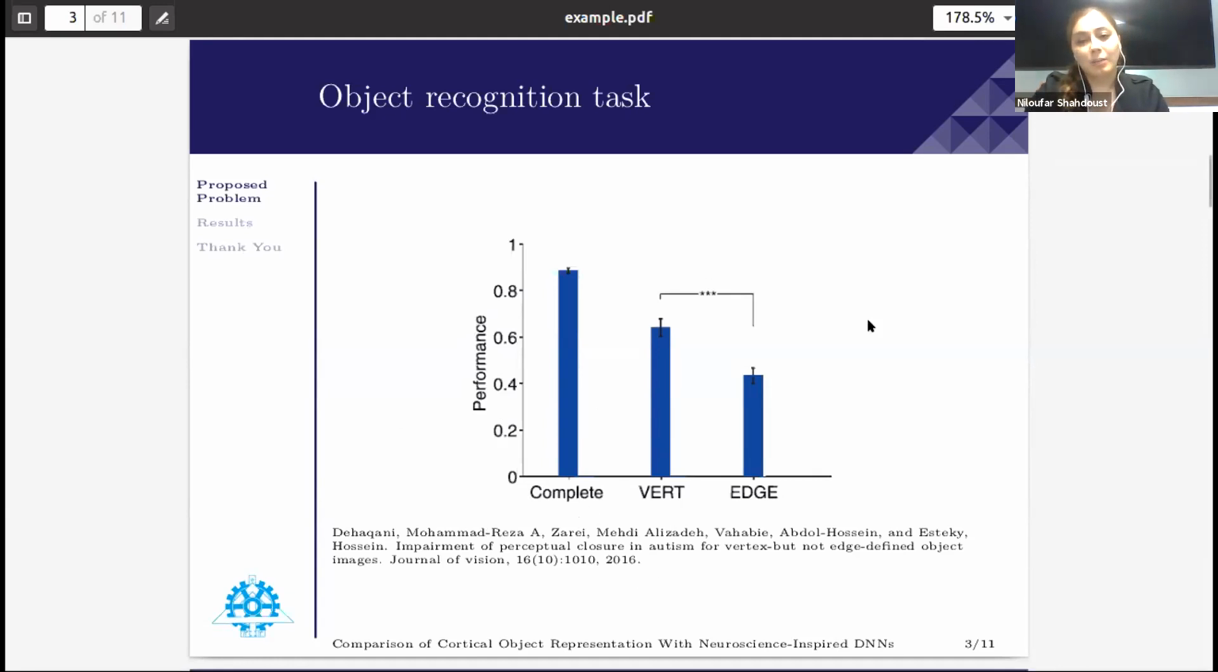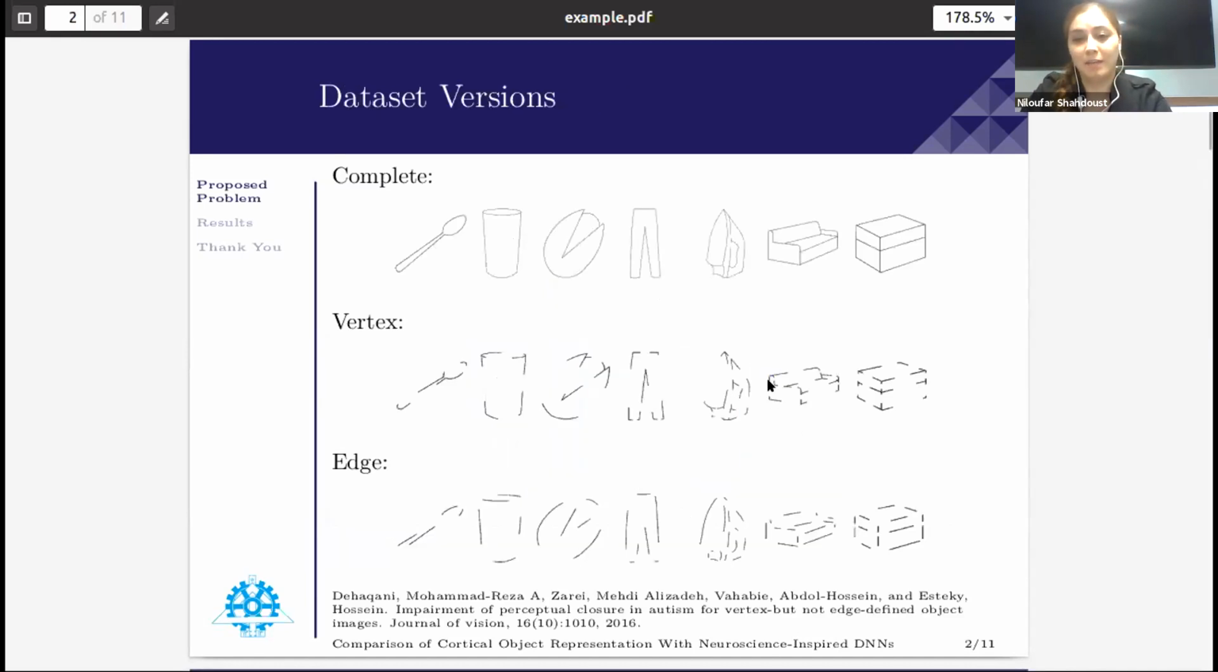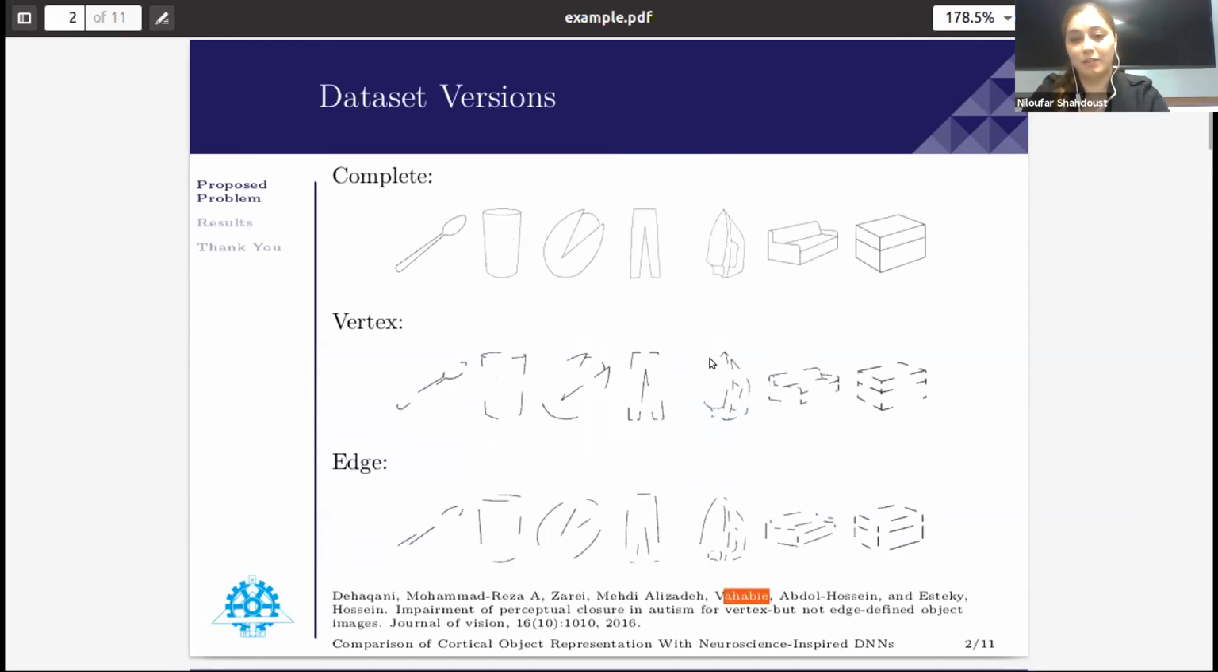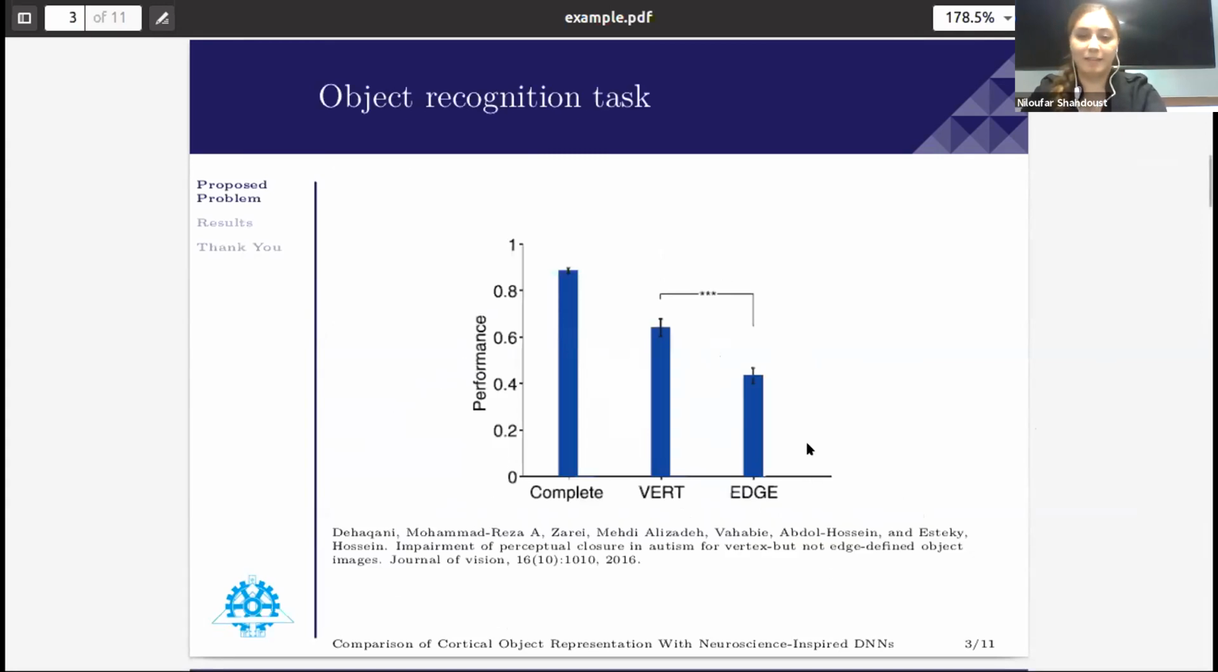What was really interesting for us was this part. It shows that people tend to have higher performance for identifying images that had vertices. I mean, these images, and the performance was significantly higher for vertex images compared to edge images. It shows that for human beings, the vertices were much more important than the edges. We wanted to investigate these results, I mean, we wanted to compare these results with deep neural networks.